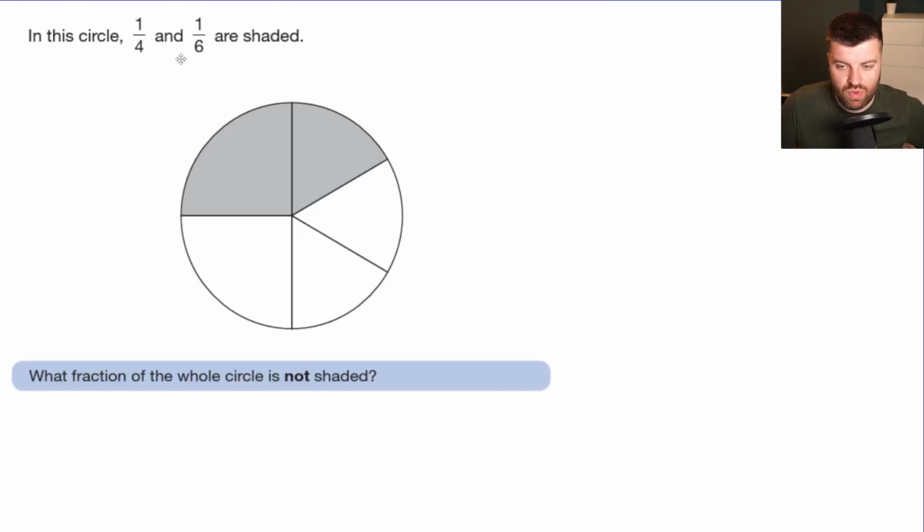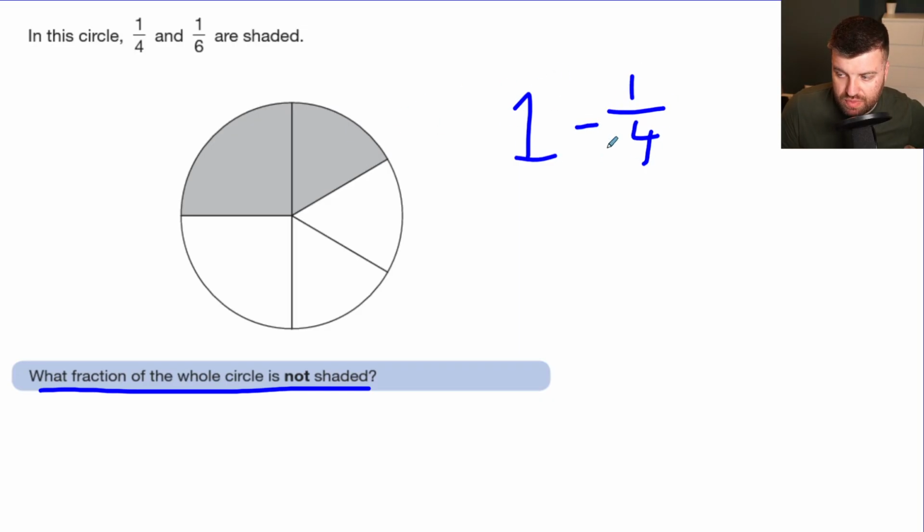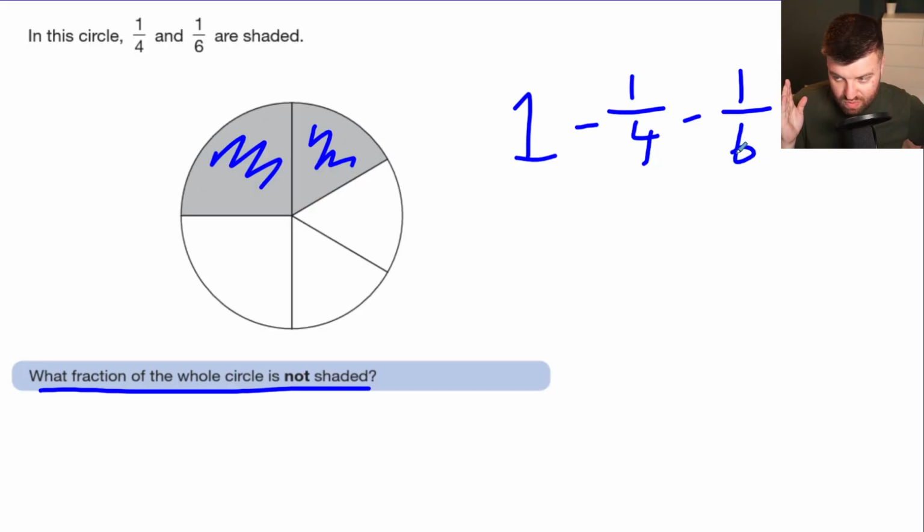Next one. In this circle, 1/4 and 1/6 are shaded. So it's our job to work out what fraction of the whole circle is not shaded. Straight away, the whole circle would be 1 whole. That's 1 whole. We need to take away 1/4, which is this shading, and take away this shading, which is 1/6. Now, straight away, we have a problem. We have fractions and whole numbers. We also have different denominators.